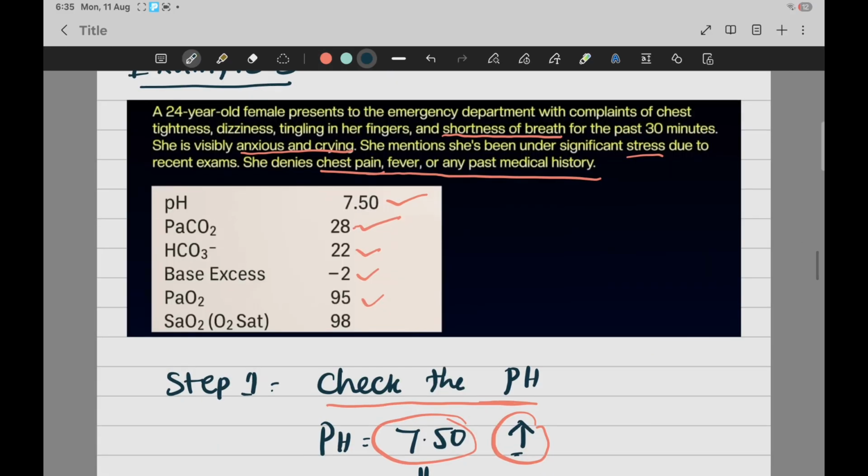A 24-year-old female presented to the emergency department with complaints of chest tightness, dizziness, tingling in her fingers, and SOB for 30 minutes. She is visibly very anxious and crying. She mentioned she has been under significant stress due to a recent examination. She denied chest pain, fever, and any past medical history. Her ABG shows pH 7.50, PaCO2 28, bicarb 22, base excess -2, and PO2 95.